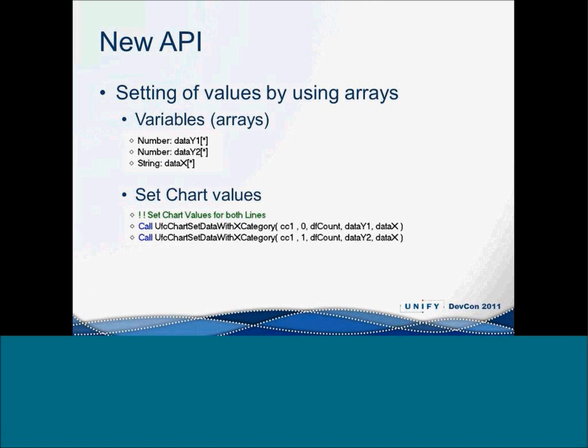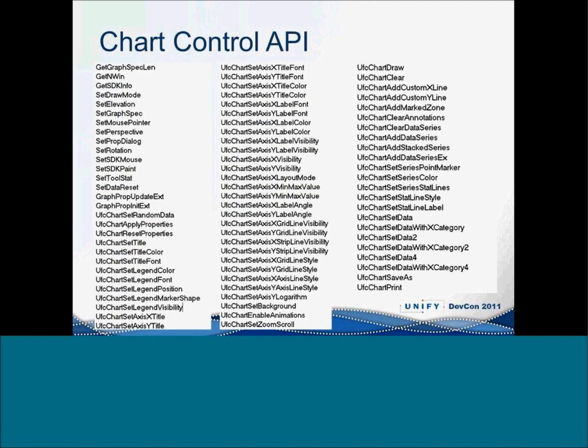So here's an overview of the charting control API. A few APIs are missing, but you can see there are a lot of new API calls inside, like set data with X categories or add custom X lines, or if you have, for example, Y visibilities, label colors, and title colors, and so on.